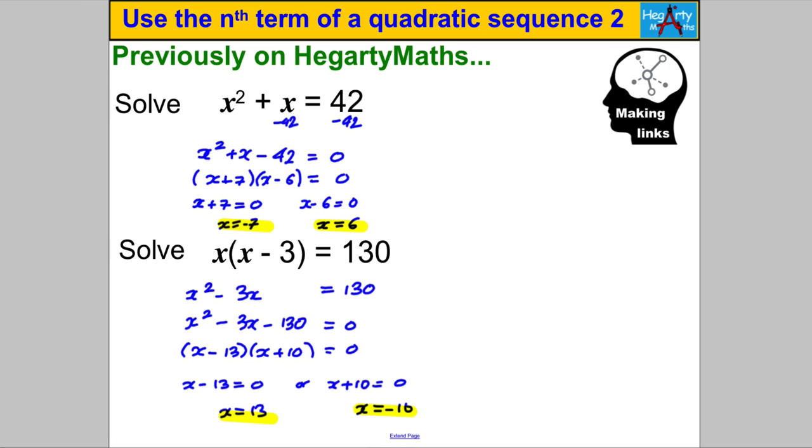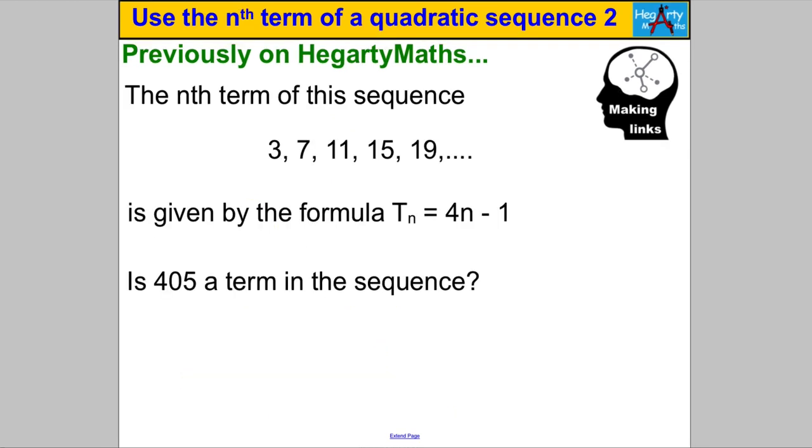I also need you familiar with one other skill we did with linear sequences, and it goes like questions as follows. We're told the nth term of this sequence 3, 7, 11, 15, 19 is given by the formula Tn is 4n subtract 1. I'd like to ask you, is 405 a term in this sequence? Pause the video and see if you can remember how to do that.